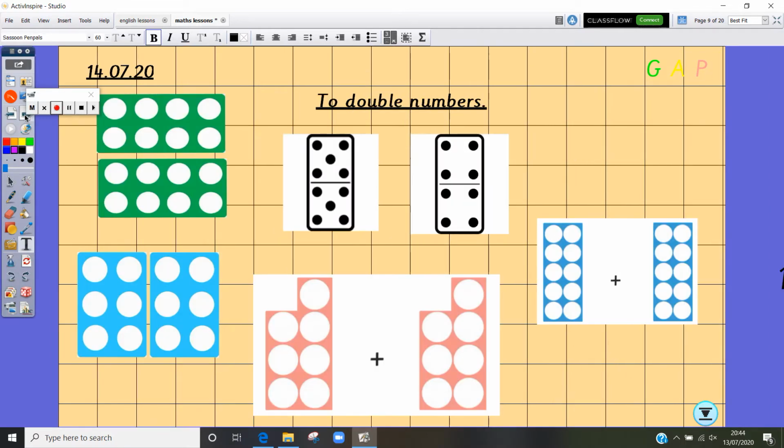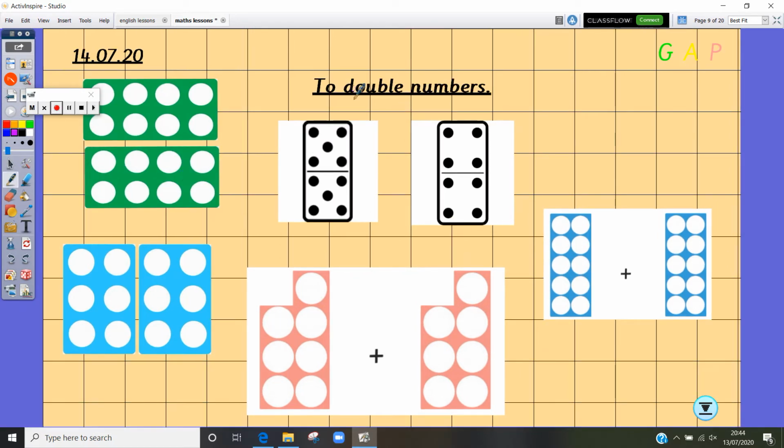So for the remainder of today's lesson, we're going to look at doubling. And on the board here, I've got lots of different ways of showing doubling numbers. So we're going to start off with one number and then we are going to double that number because when we're doubling, we're doing the same number added together. Okay, so we're going to do double the pieces of Numicon or double dominoes, and we're going to see what the answers are.